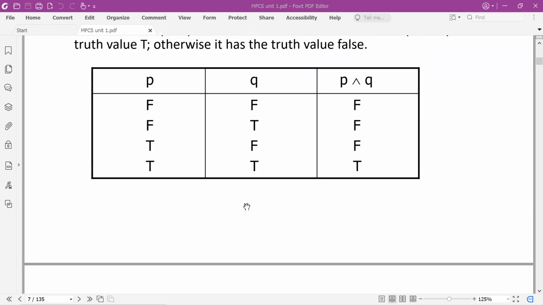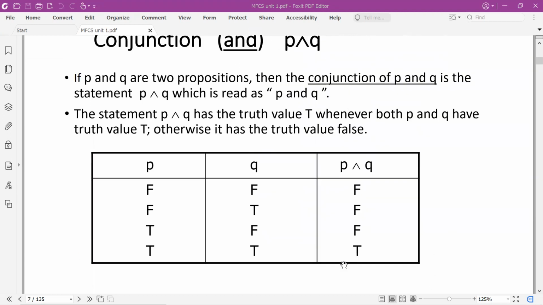Whereas in the case of conjunction, only if both P and Q are true are we able to get true. Otherwise, in every other condition, we get false.